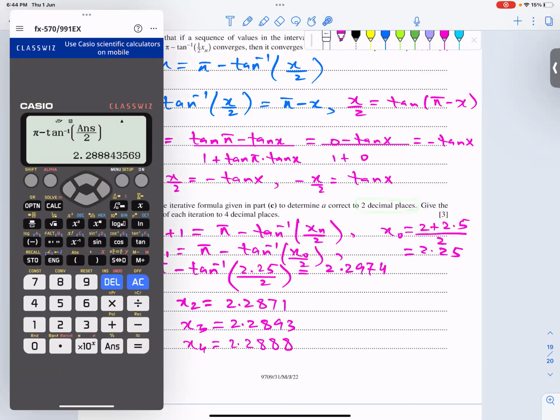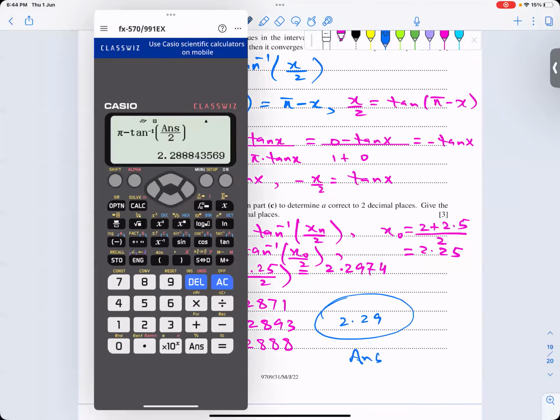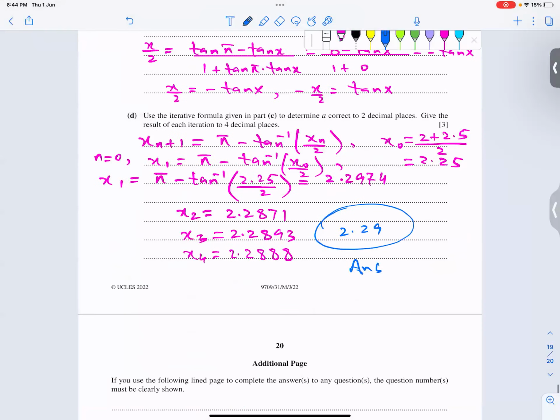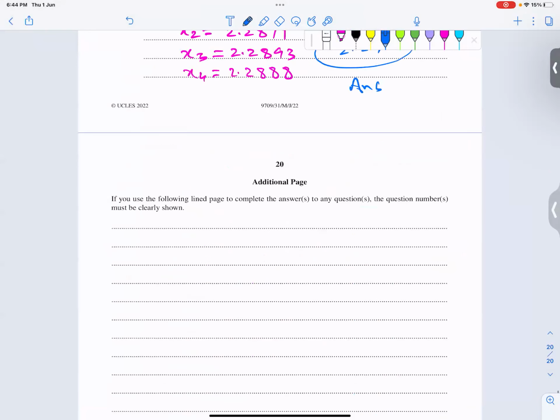So the answer means that up to 2 decimal places the value is repeated. You can see that the values are repeated, and up to 2 decimal places the value of a, or the root, is actually 2.29. Okay, this is the answer. So this is the end of our lecture. We have done all the paper.